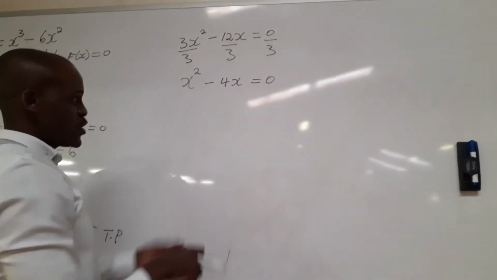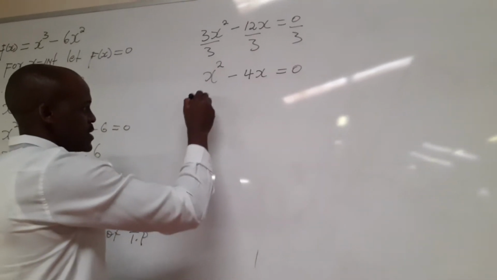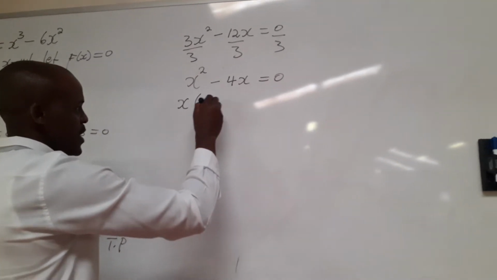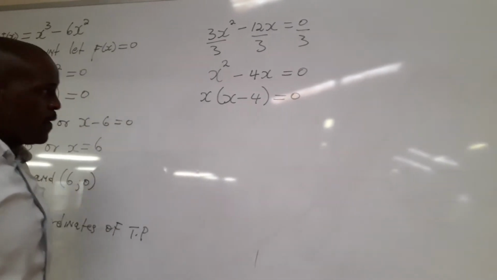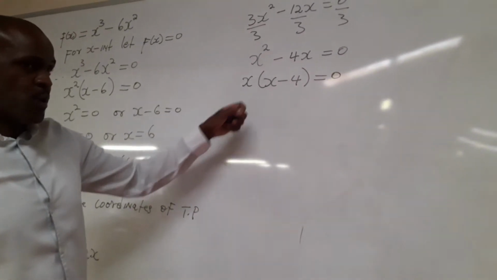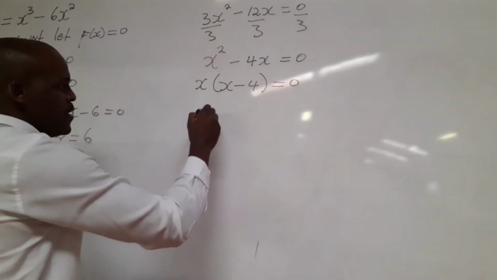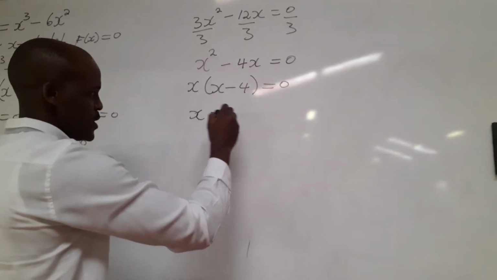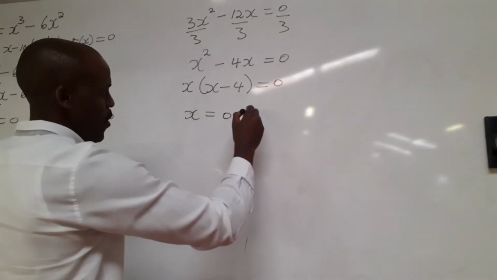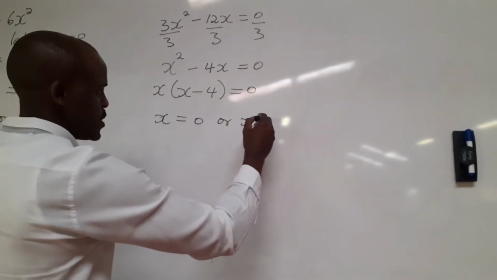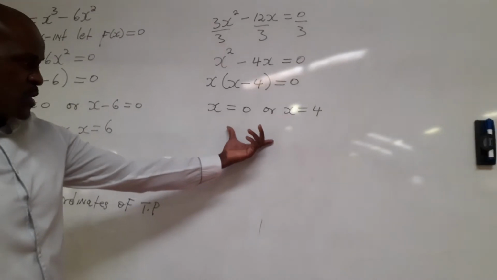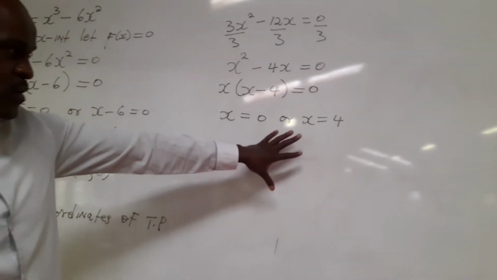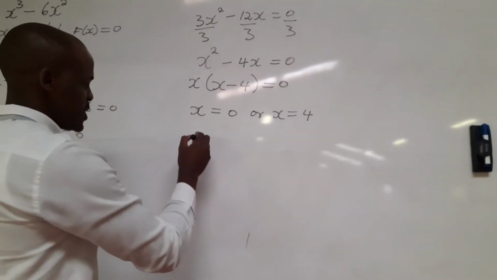So let's factorize them here. It's x into x minus 4 equals 0. And then we solve. x is equal to 0 or x is equal to 4. These are the x values at the turning point. Let's find the y values.